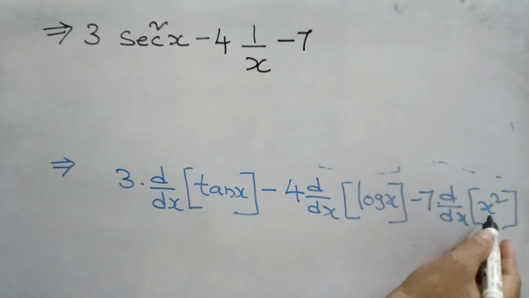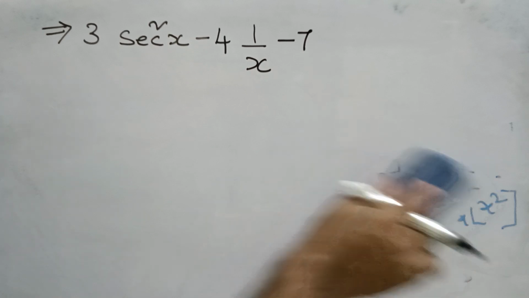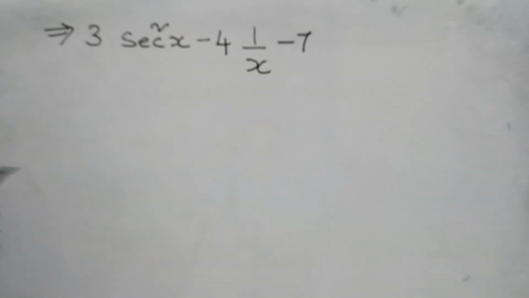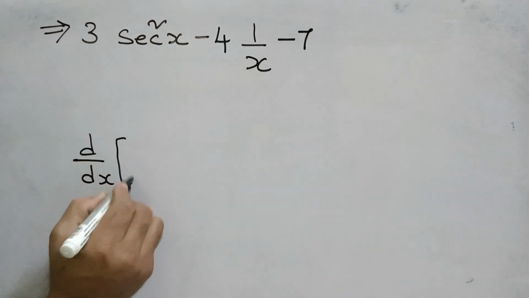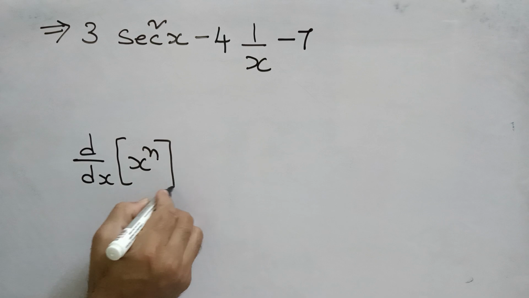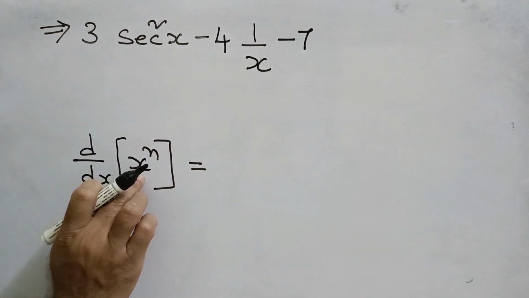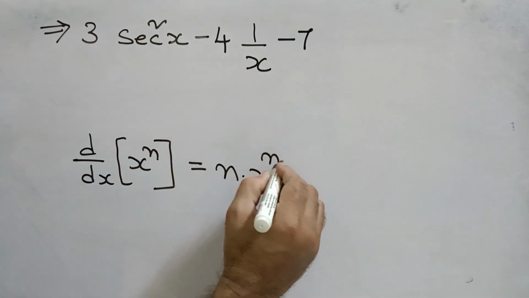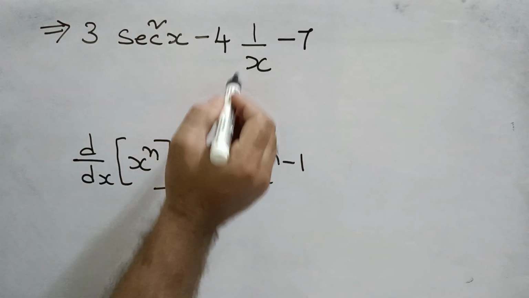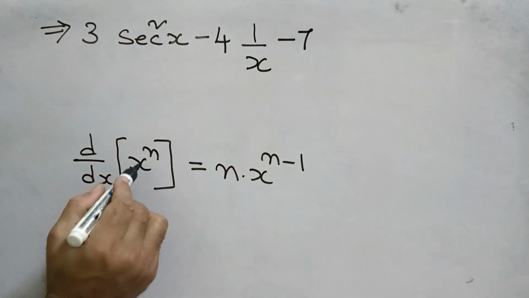However, d by dx of x square. In our previous presentation, yesterday's presentation, I already told you the formula for d by dx of x power n. If you take the differentiation of the x power n form, the answer is n into x power n minus 1. Therefore, here x square is there, and it is x power n, so put x square here.